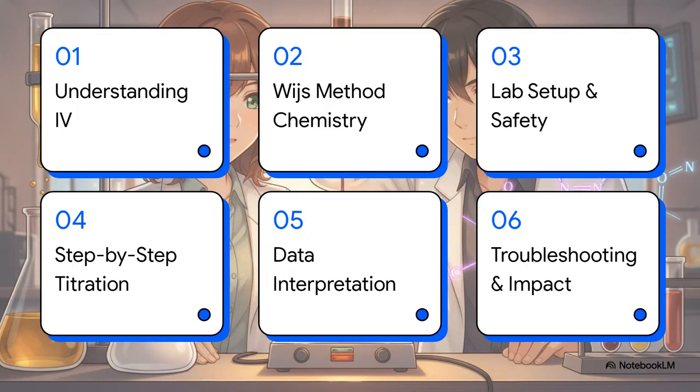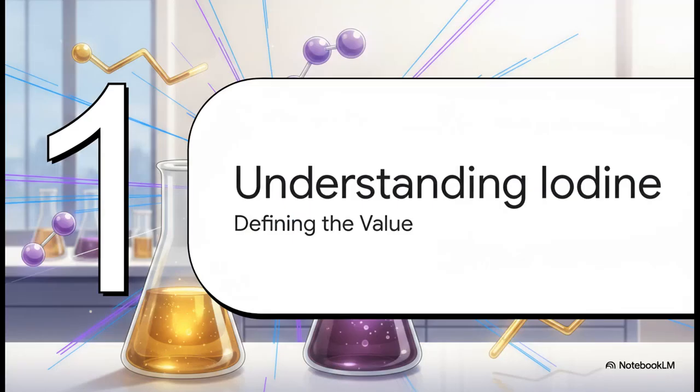Here is our agenda for today. First, understanding iodine value. Second, the WISE method chemistry. Third, laboratory setup and safety. Fourth, our step-by-step titration. Fifth, calculating and interpreting data. And finally, troubleshooting and impact. Let's jump right into Section 1, Understanding Iodine Value.